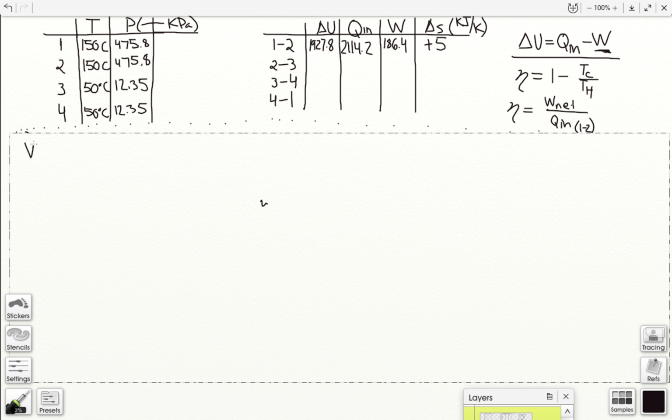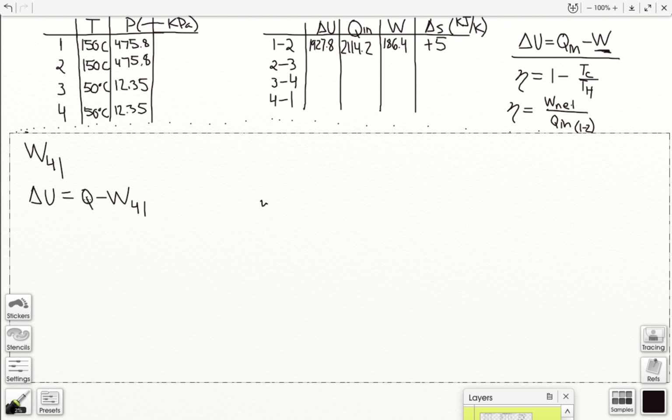So the work from 4 to 1. So again, our change in internal energy is equal to Q minus work from 4 to 1. Now this process has no heat exchange. So our internal energy from 4 to 1 is simply going to be negative the work from 4 to 1. So we just basically have to calculate the change in internal energy, which will be internal energy at 1 minus U at 4.